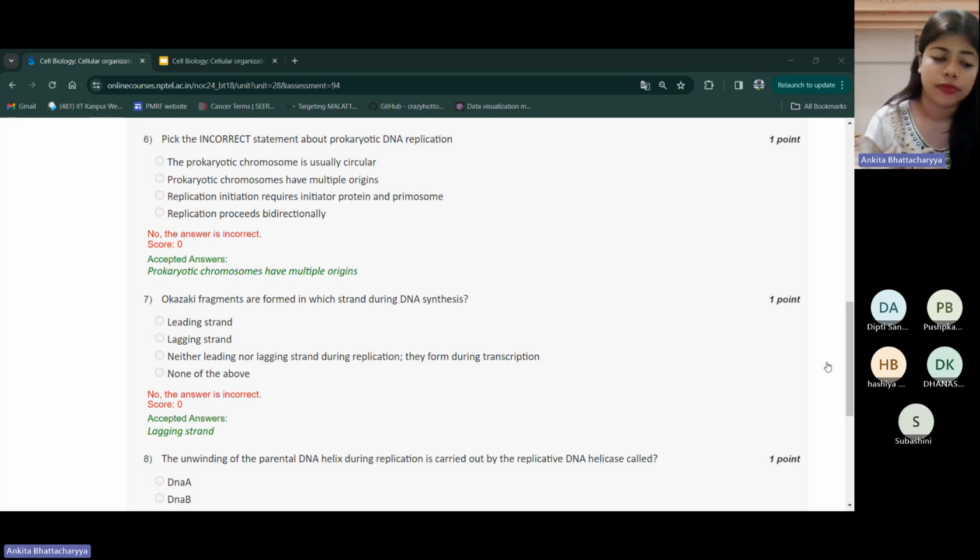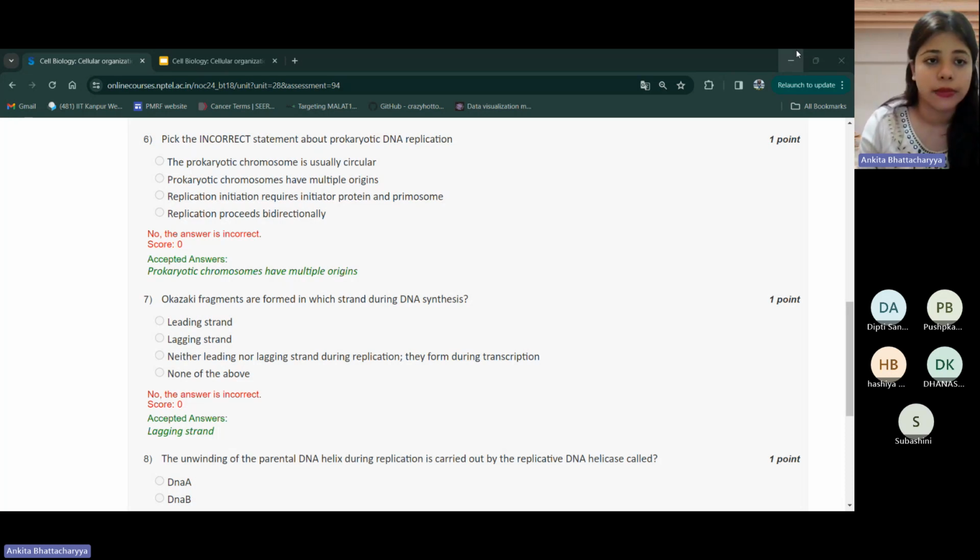In contrast, for eukaryotes, A, we don't have a circular genome, and B, we have extensive information, or a much larger genome compared to that of prokaryotes. Therefore, to make sure that the process of cell division is not limited by the rate at which DNA can be duplicated, we have multiple origins in place. So option 2 is incorrect for prokaryotic replication.